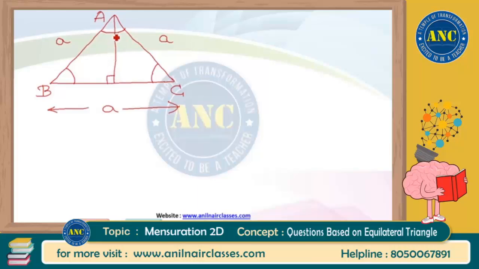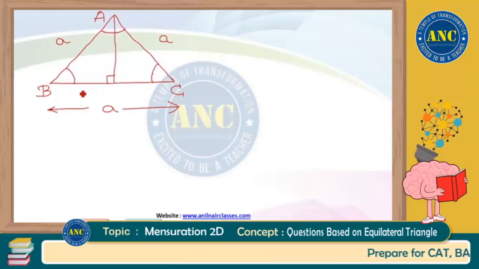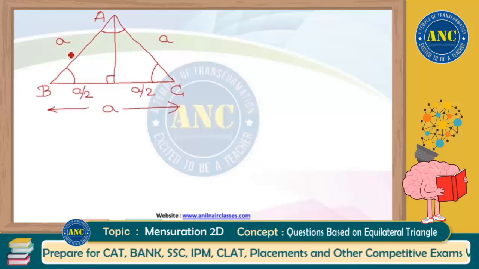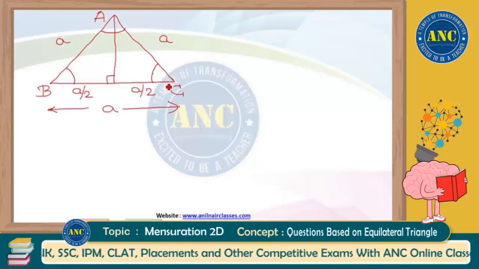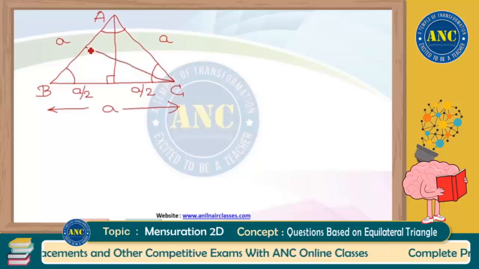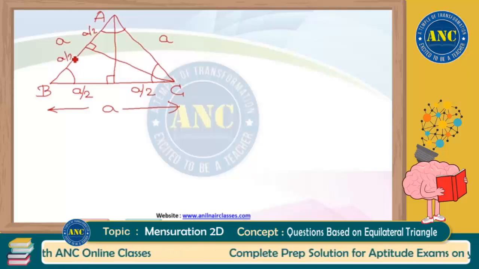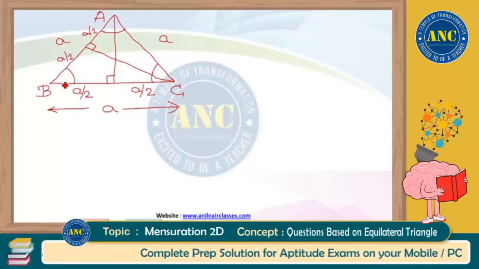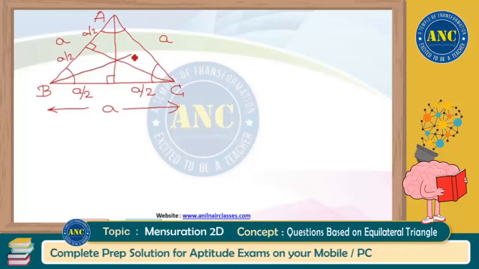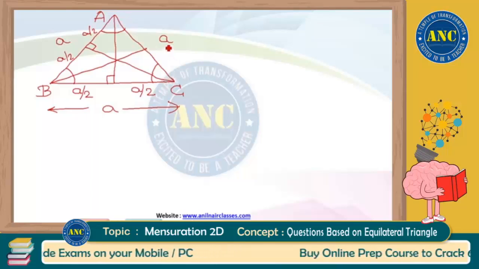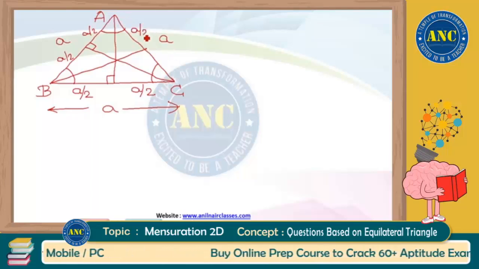Because it is a perpendicular bisector, this particular side, total side A, is divided equally into two parts, A by 2, A by 2. Similarly, if I drop a perpendicular from point C, this part will become A by 2, and here also it is A by 2. Let me name some points. If I draw a perpendicular from point D, this entire line AC is A. It is divided as A by 2 and A by 2.